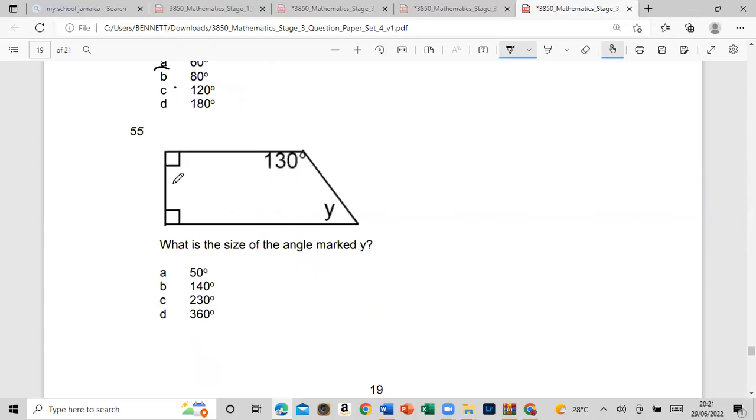All right, so we have 90 and 90, 180. So this will be 50. It's supposed to come to 360, right? So we have 90 plus 90, 180. This and this must be 180. That's right. So that will be 50 missing.